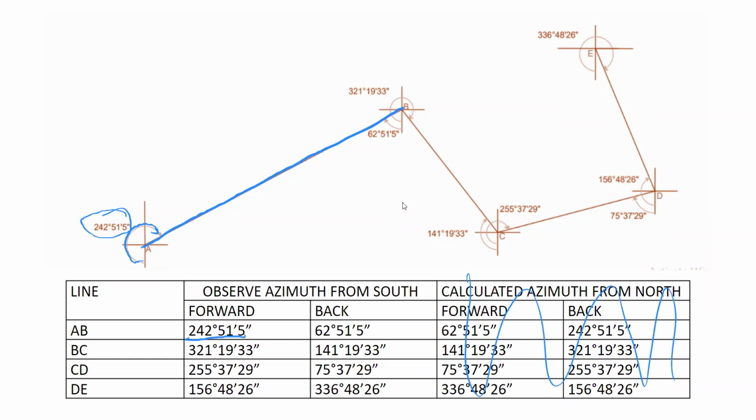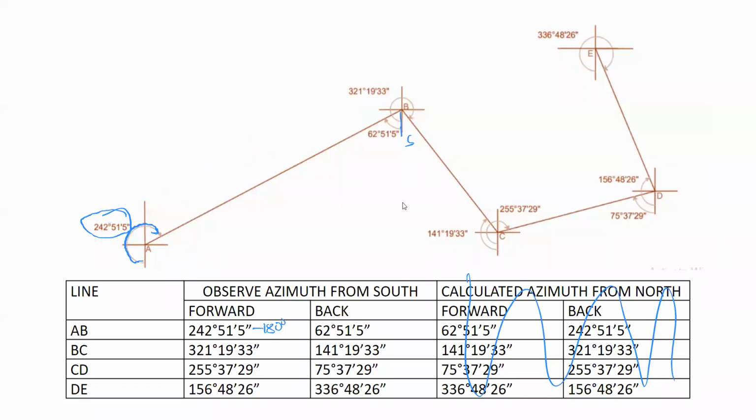So, yun. And to determine the backward azimuth, ang backward azimuth, minemeasure natin siya. Ito yung forward azimuth. Ito yung pang-back natin, 'di ba? So, kung ito yung south, ito yung magiging backward azimuth natin. Since greater ito sa 180 degree, ibig sabihin, magma-minus tayo dito ng 180 degree para makuha yung backward azimuth. Okay?